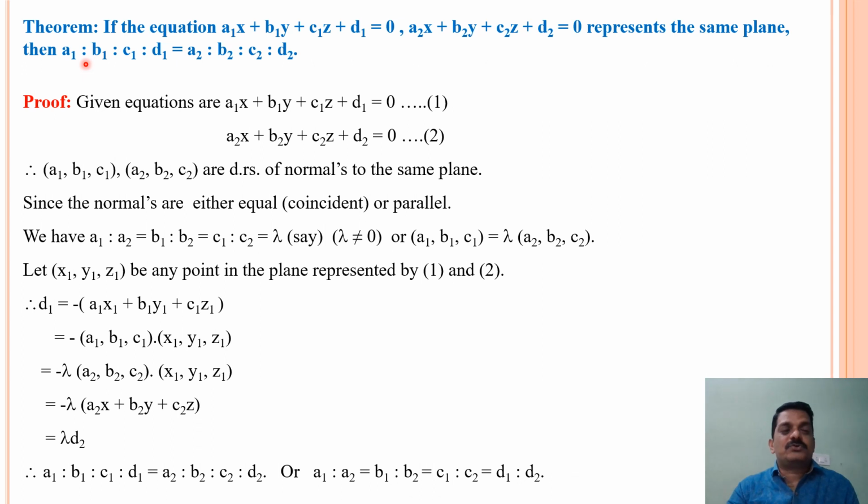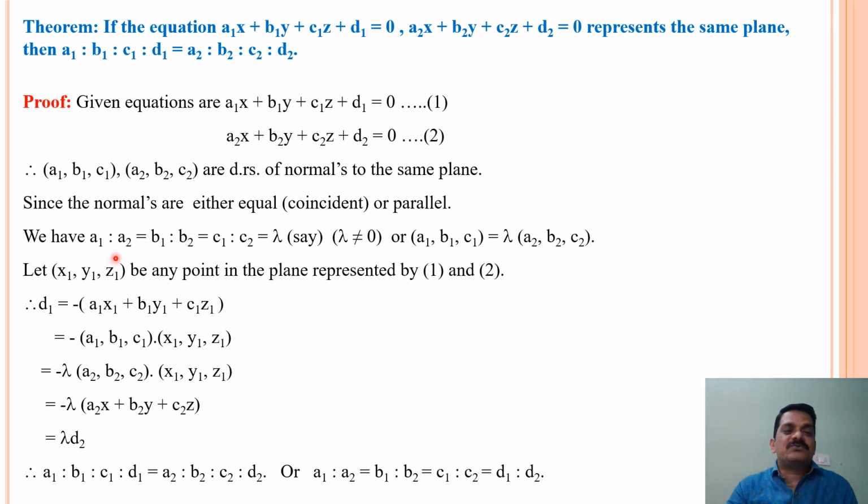Then to show that a1 is to b1 is to c1 is to d1 is equal to a2 is to b2 is to c2 is to d2, the given equations are a1x plus b1y plus c1z plus d1 is equal to 0, and a2x plus b2y plus c2z plus d2 is equal to 0. Here a1, b1, c1 and a2, b2, c2 are DRs of normals to the same plane, but the normals are either equal or parallel.